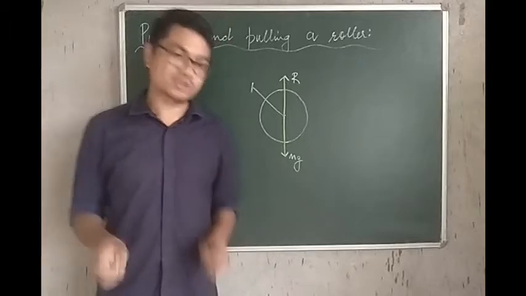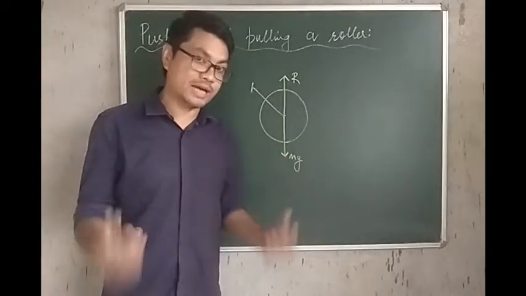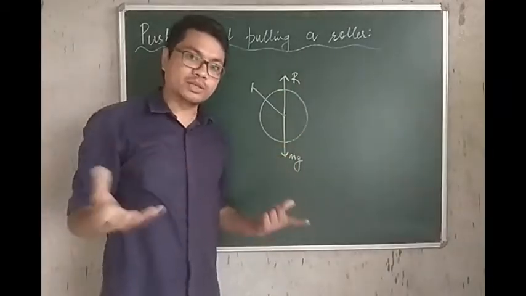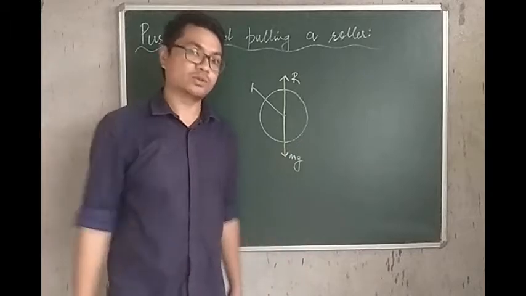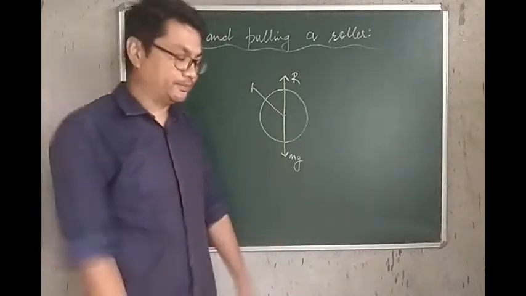Now since these two forces balance each other out, they are equal and opposite to each other, and of course they are acting along the same straight line. Therefore the net force acting on the body is 0. So this is the scenario initially.